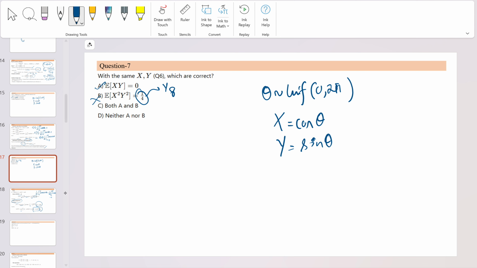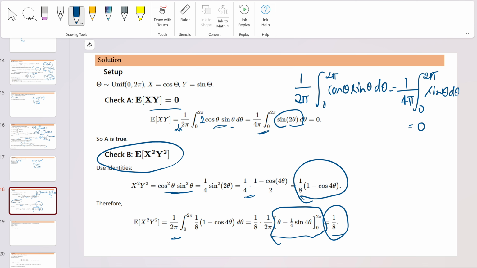Okay, that is a similar problem. When you find the expectation of xy, what you have to do is just multiply the terms. X is cos theta, y is sin theta, just multiply, it will become 1 upon 2 pi, integral 0 to 2 pi, cos theta sin theta, just multiply and divide by 2. It will be equal to 1 upon 4 pi, integral 0 to 2 pi, sin 2 theta d theta. It will come out to be 0.